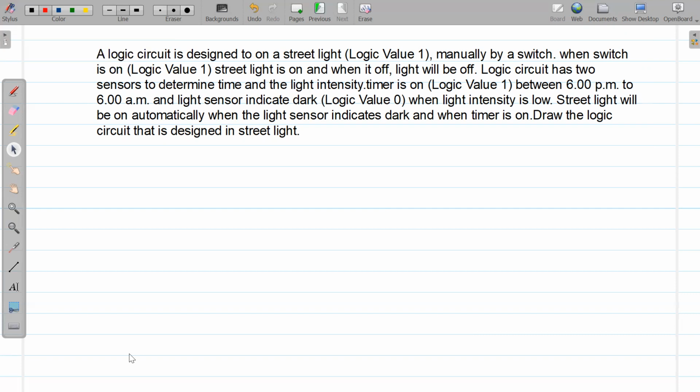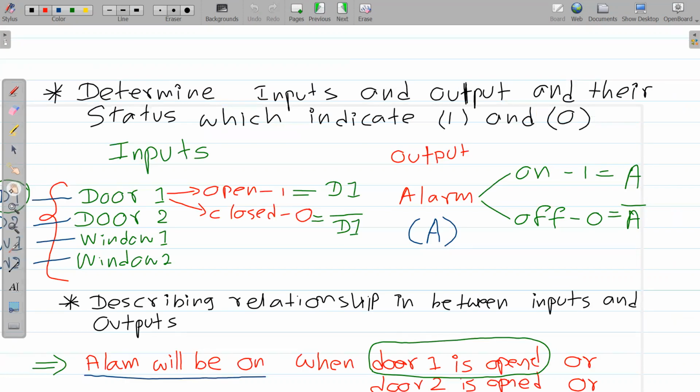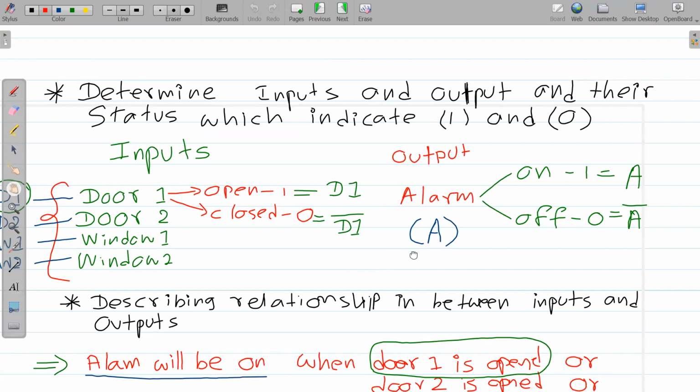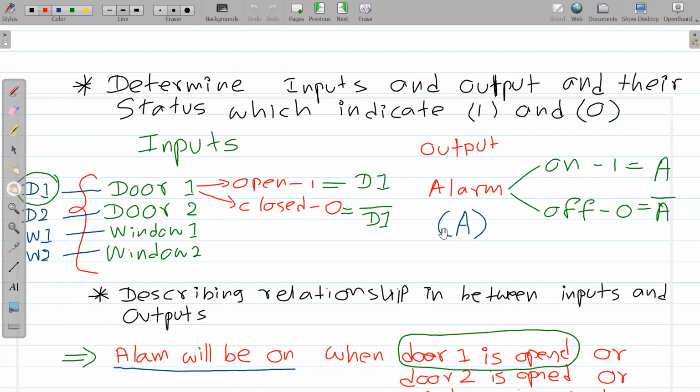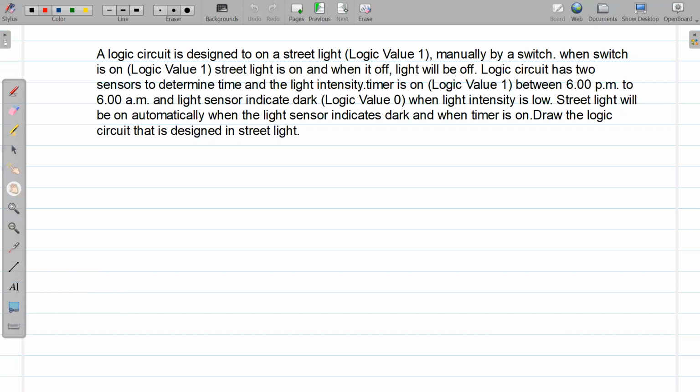All right, everyone. So let's discuss this, right? This is going to be the second example that we are going to discuss. So I hope everyone is done. In the previous lesson, you can remember the way that we have discussed this. First, what we have to do is determine inputs and outputs, their status, which indicates 1 and 0, right? So in the new example, what are the inputs? What are the outputs? Yes, people? What are going to be the inputs? And what are the outputs we have?